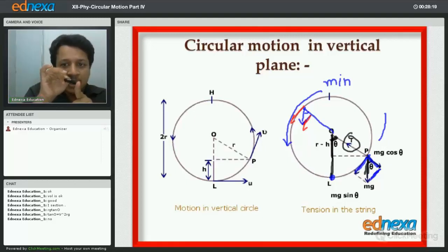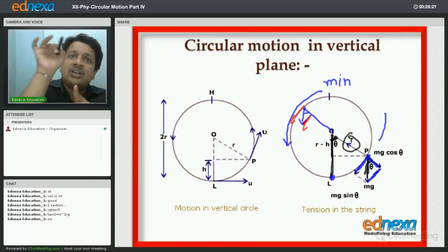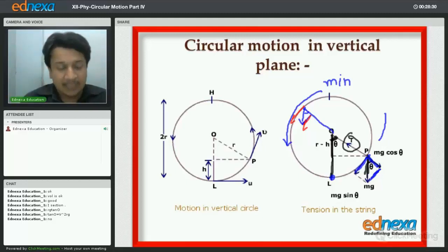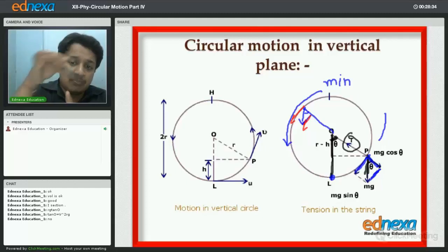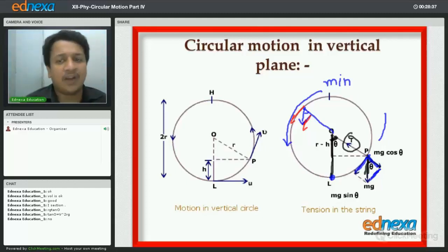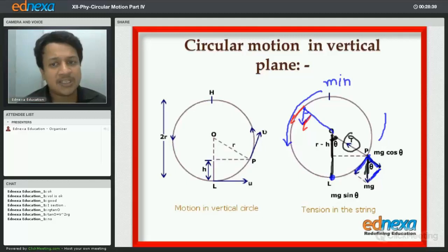So that's why velocity at the bottom position is maximum. It will go on decreasing, decreasing, decreasing to minimum, and again it will go on increasing to maximum. But can we find out the values of velocities over here in this situation? Yes, we can find out values of velocities. To find out values of velocities, first of all, we have to think about the basics.